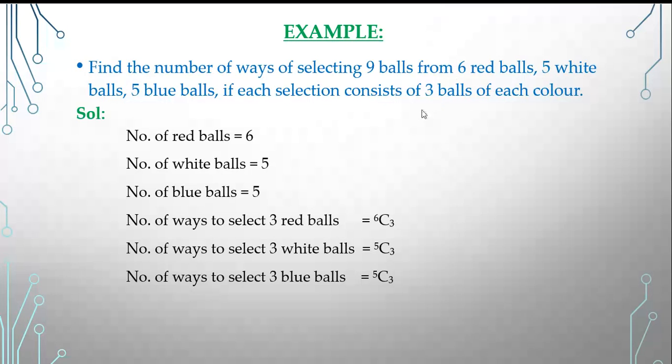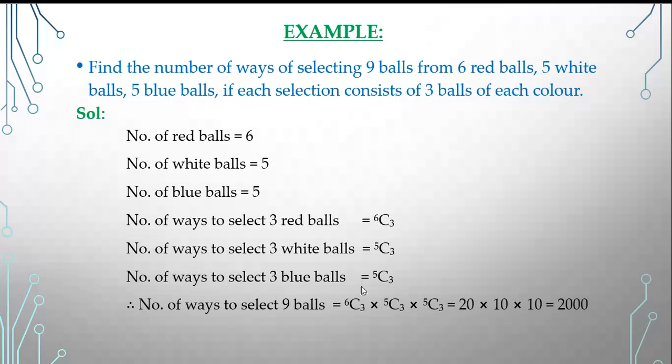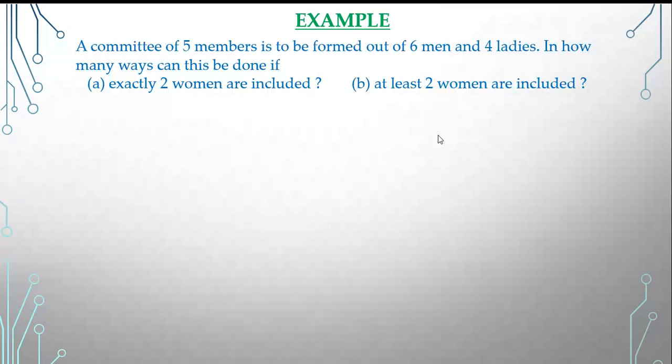Now in total we need to choose 9 balls: 3 from here, 3 from here, 3 from here. So our task is to multiply them, and in total we get the 9 balls. So we use the product rule here. That is 2000 ways to select the 9 balls. Clear? Next example is here.